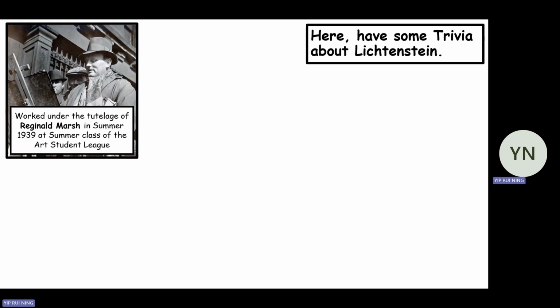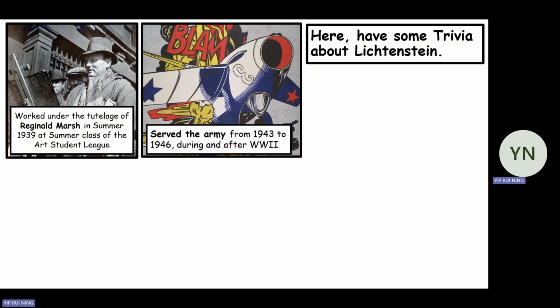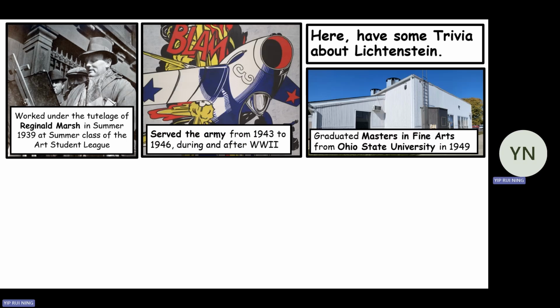Here are some trivia about Lichtenstein. In summer 1939, Lichtenstein worked under the tutelage of Reginald Marsh when he enrolled in summer classes at the Art Students League. He served in the army during and after World War II, and later returned to his studies and graduated with a Master of Fine Arts from Ohio State University in 1949.